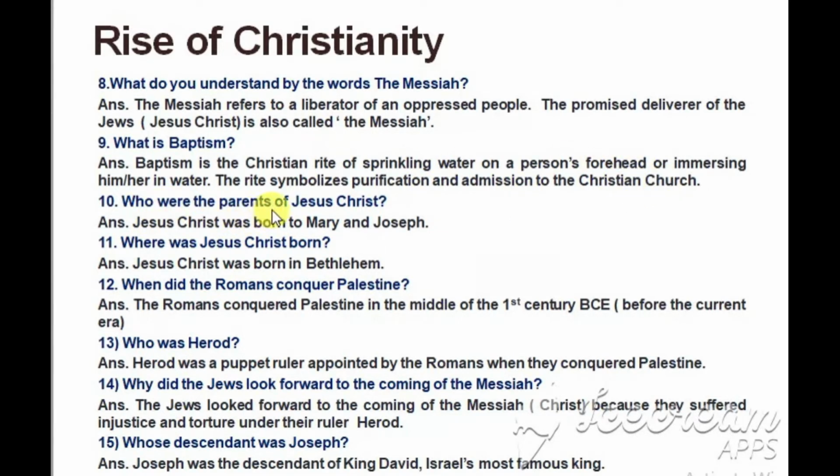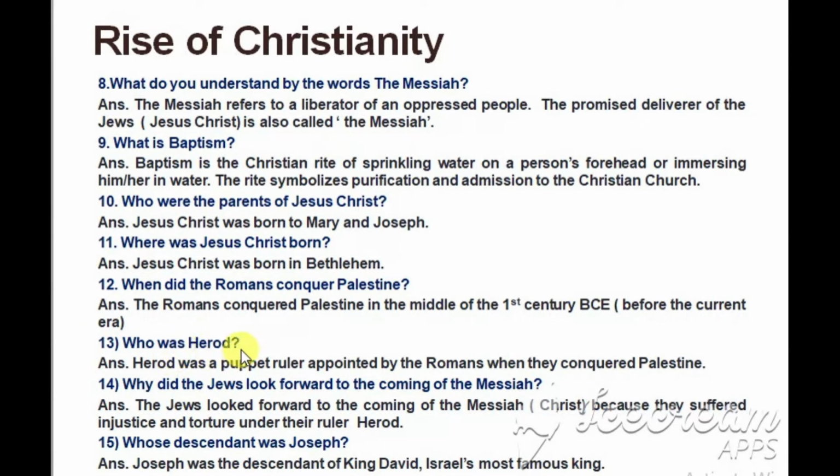Who were the parents of Jesus Christ? Jesus Christ was born to Mary and Joseph. Where was Jesus Christ born? Jesus Christ was born in Bethlehem. When did the Romans conquer Palestine? The Romans conquered Palestine in the middle of the 1st century BCE, that is before the current era.